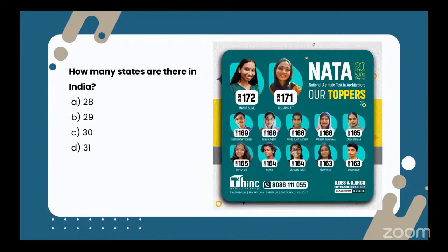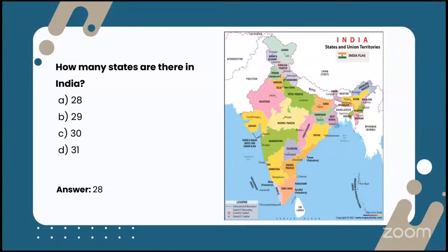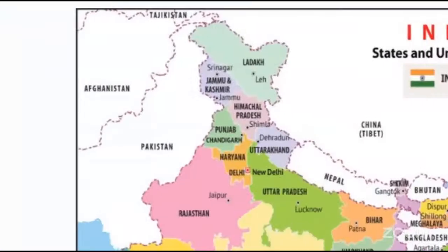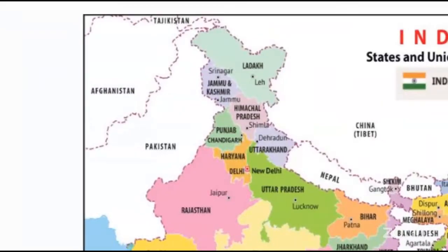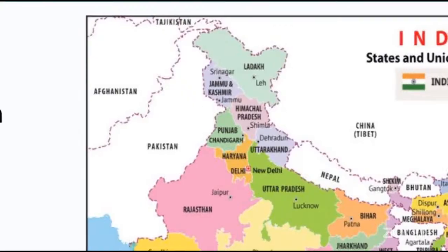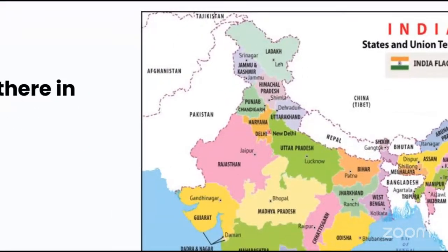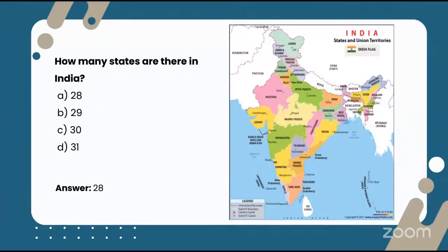All right. Moving on to the next question. You can see the map of India. Here you can see how Jammu and Ladakh has been divided. Earlier this was a single unit, but now Jammu and Kashmir is a separate union territory and Ladakh is a separate union territory. So 28 states, 8 union territories.